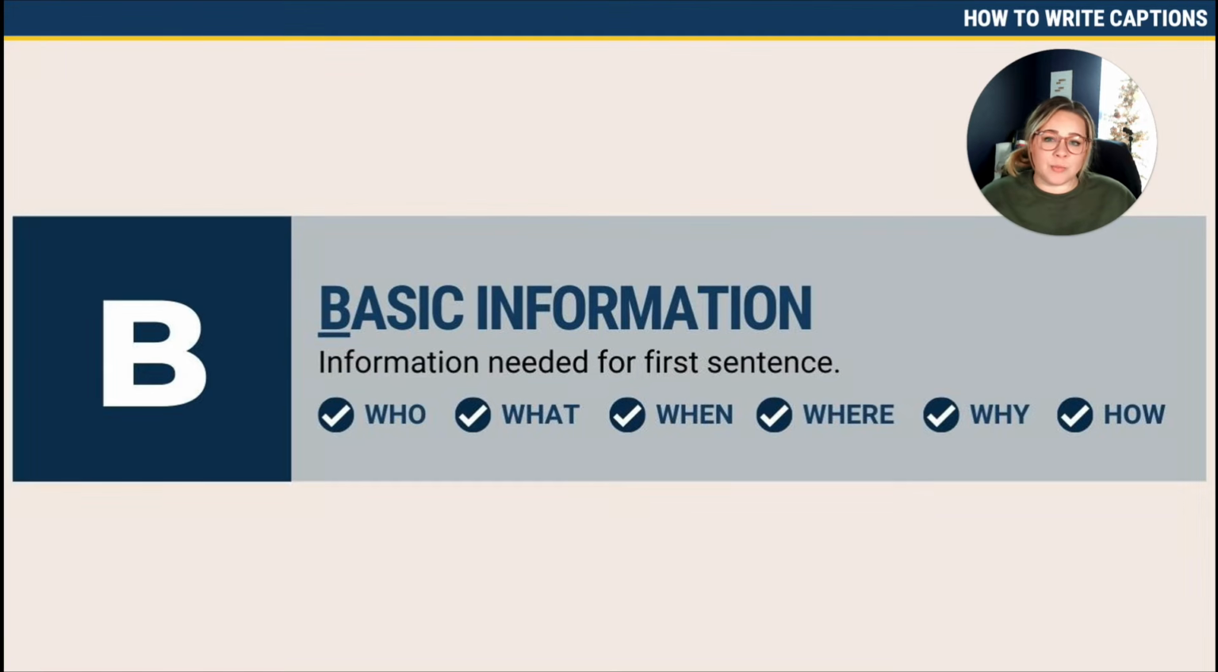This is Journalism 101. It's the information that you need for the first sentence, who's in the photo and what's happening. You can also gain other information, the 5 W's and the H, the who, what, when, where, why, and how, another thing we've learned since elementary school, and you can use that in there as well to describe what's happening in the photo.